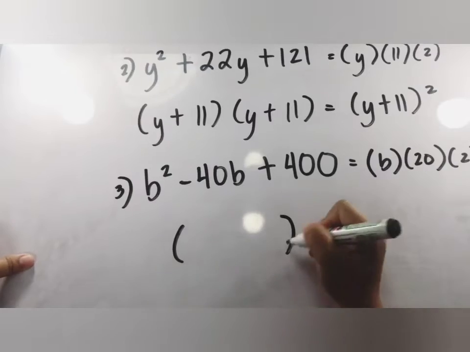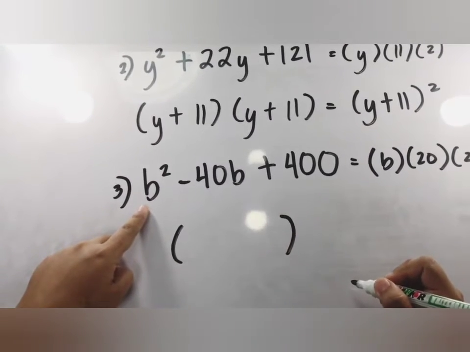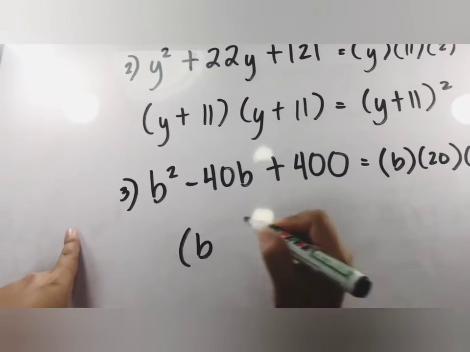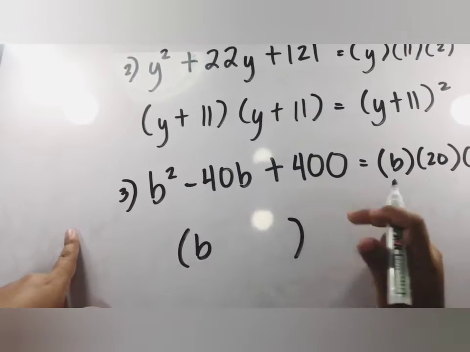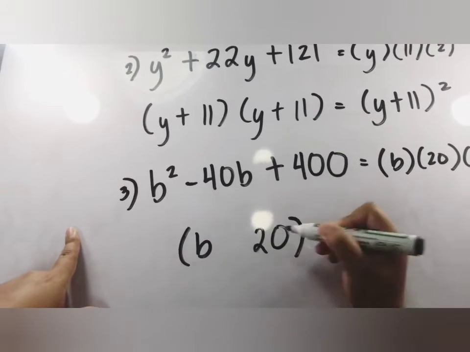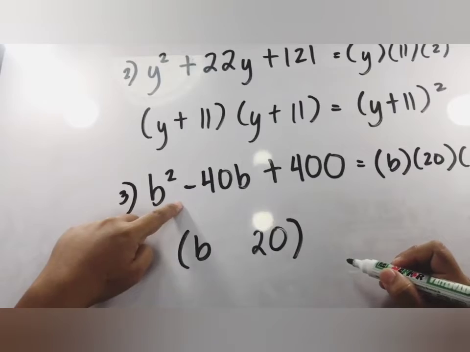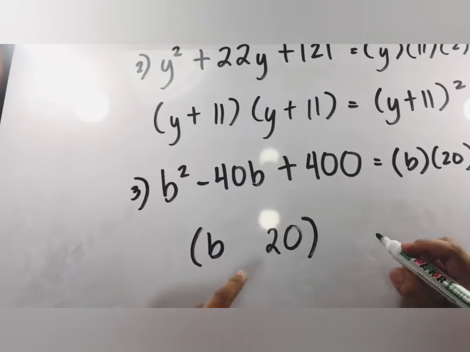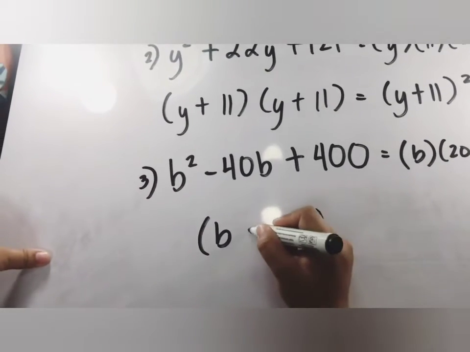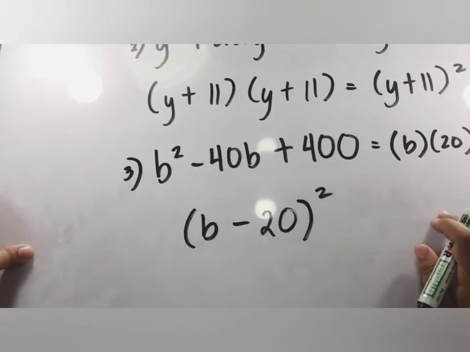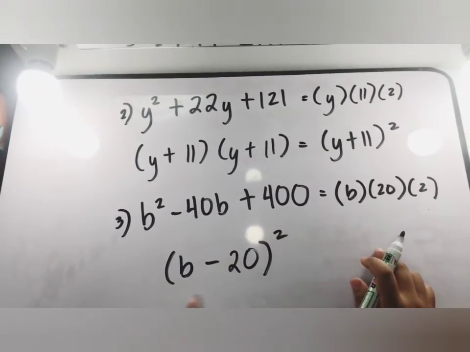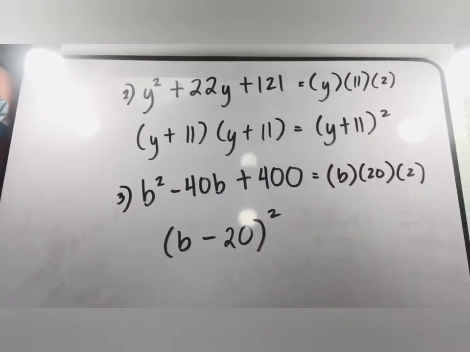Factors. Square root of b squared, b. Square root of 400 is 20. Then the sign, since this is negative, the factors must also be negative. So the answer is quantity of b minus 20 squared.